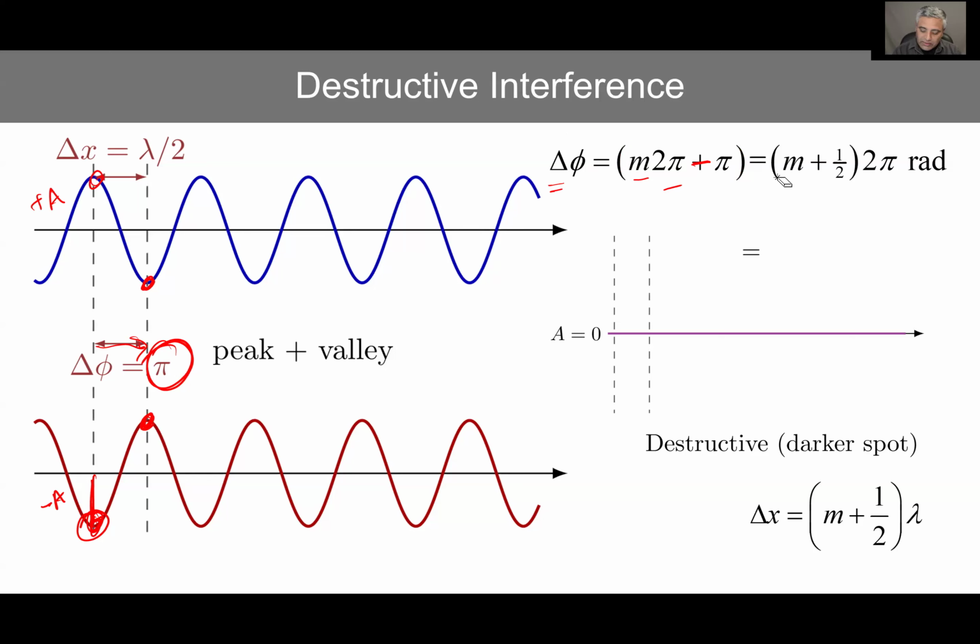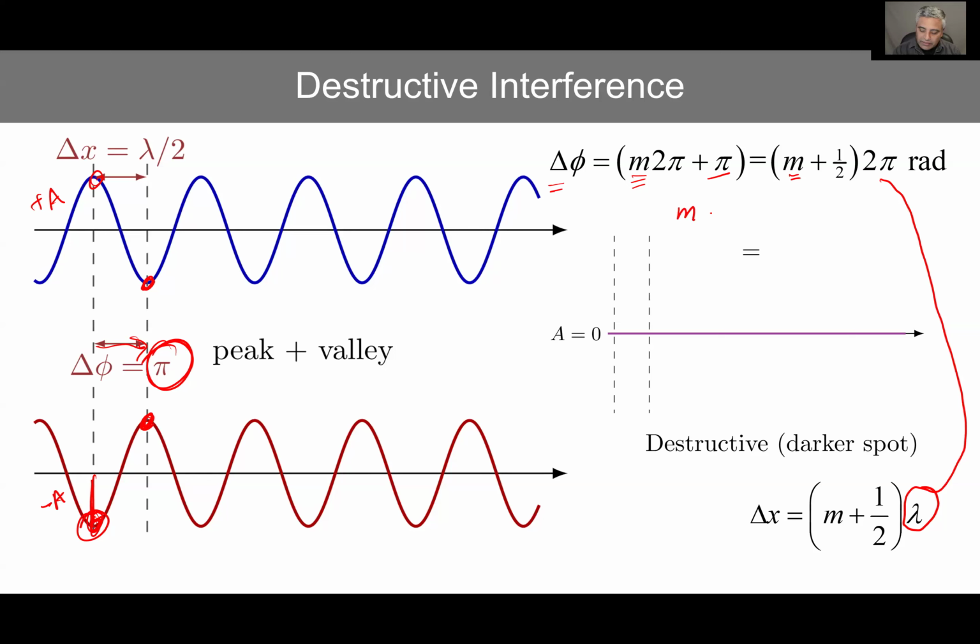And usually what you see is it's written something like this. I can factor the 2 pi from here like this. That's why you have m over there and then this half over there. So it's basically the same thing. And since 2 pi is equivalent to one wavelength, we can write that in terms of wavelength as well.